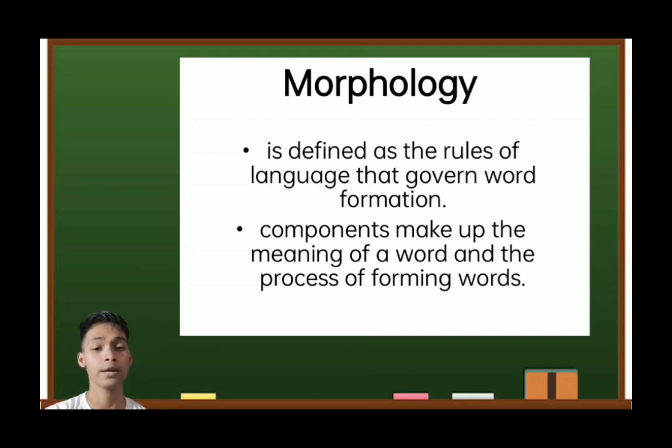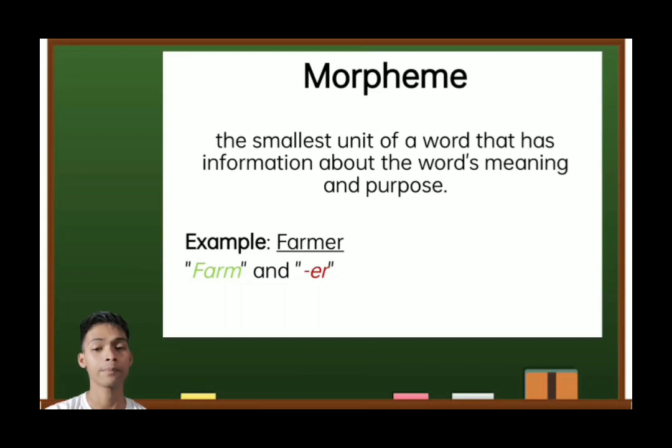And next, we have the morpheme. A morpheme is the smallest unit of a word that has information about the word's meaning and purpose. For example, the word farmer. There are two morphemes, which are farm and er. The farm indicates an area of land used for growing crops, while the latter indicates a person who works in the said area of land.